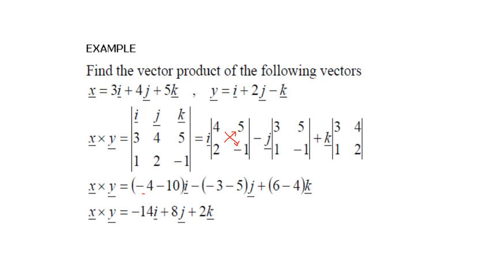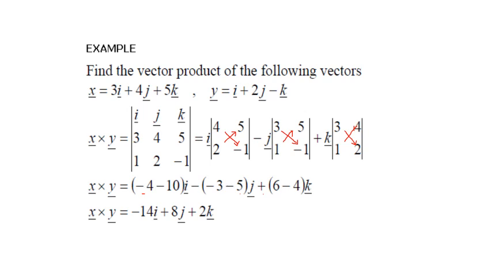Okay, so j into 3 into minus 1, that is minus 3, minus 1 into 5 is 5. Okay, the third term will be plus k times of 3 into 2 is 6 minus 1 into 4 is 4. Okay, so this will be your answer. Minus 4 minus 10 of i minus of minus 3 minus 5 of j plus 6 minus 4 of k.